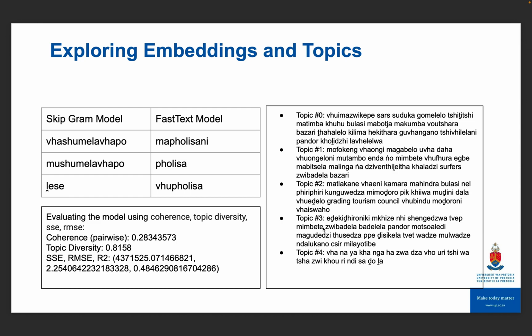And then some of the results that we obtained for the two models, the word2vec or word embeddings models that we developed: we looked for similar words that represent a polisa, which basically means police officers. For the skip-gram model, the most similar words were public servants, which is Washimerababo. And for the fastText model, we got a polisani or polisa. Then we also evaluated this model using coherence, topic diversity, and other metrics, and the results are presented below.